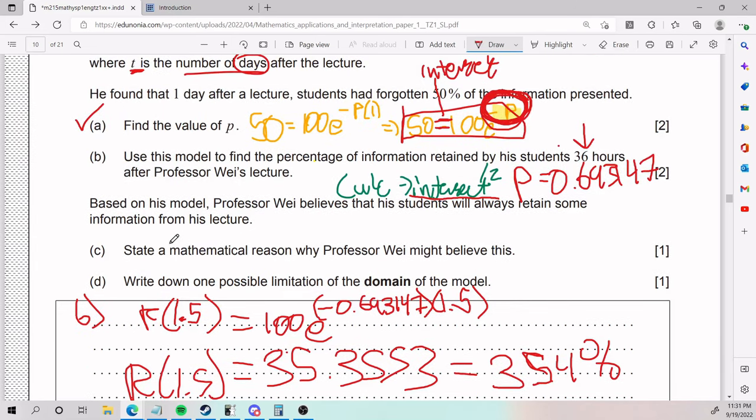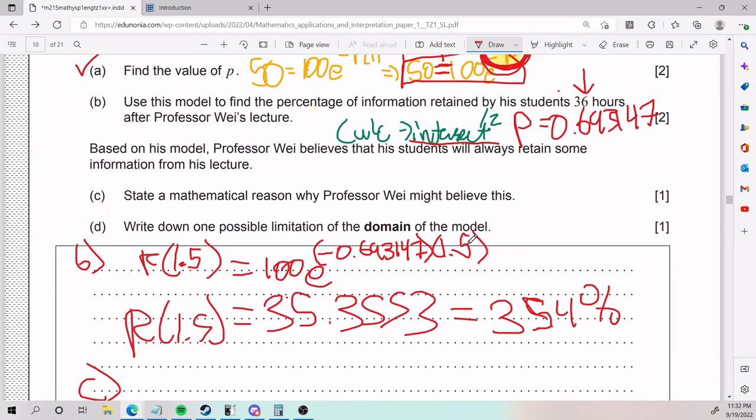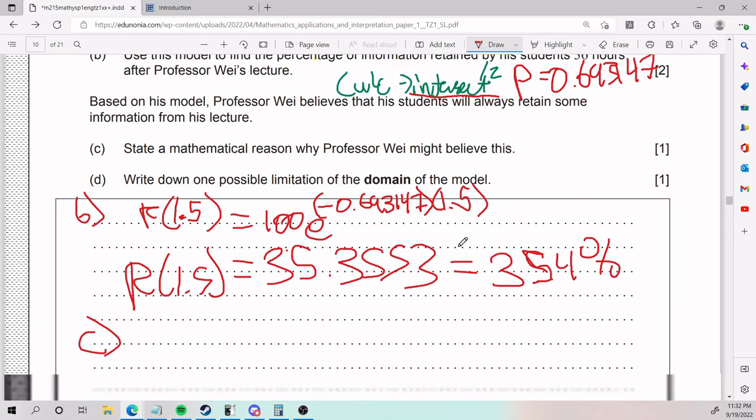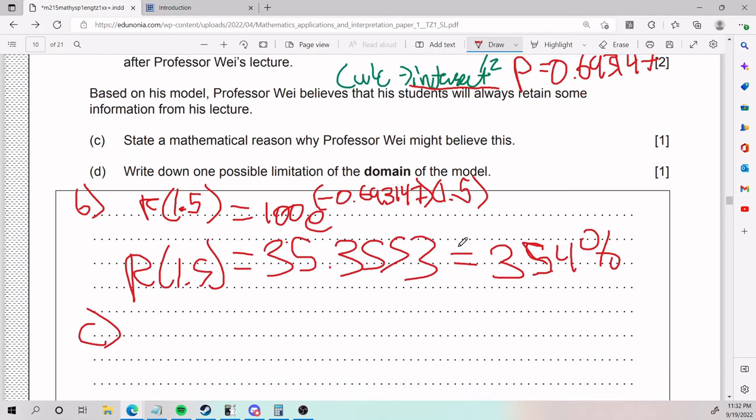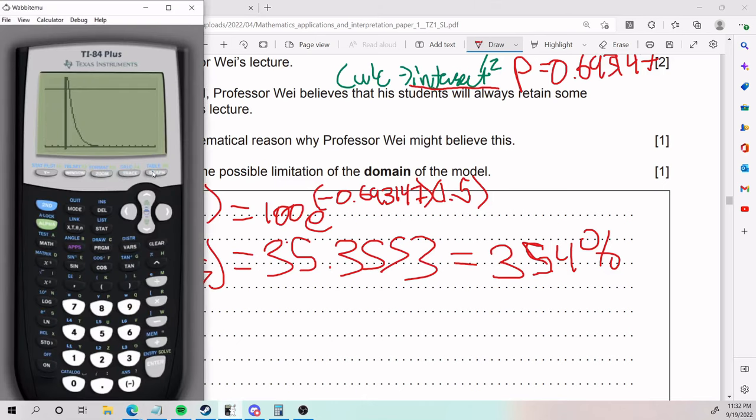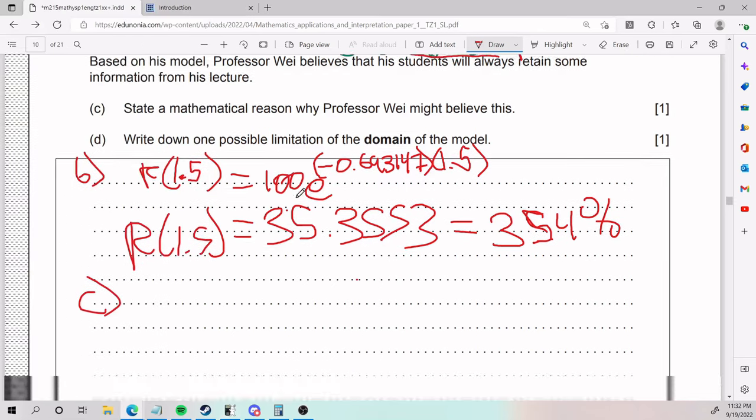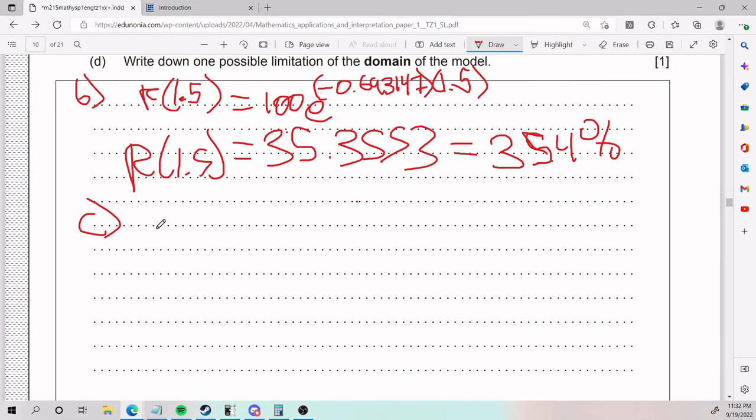Now they tell us that based on his model, Professor Wei believes that his students will always retain some information from his lecture. We need to state a mathematical reason why Professor Wei might believe this. There's a couple of reasons to approach this, cierto? The visual aspect, if we look at our graph once again, is that you can see that at the bottom, there's like something that it never quite touches, cierto? It doesn't go into the negative values, see? And so you can say horizontal asymptote, see? Horizontal asymptote.